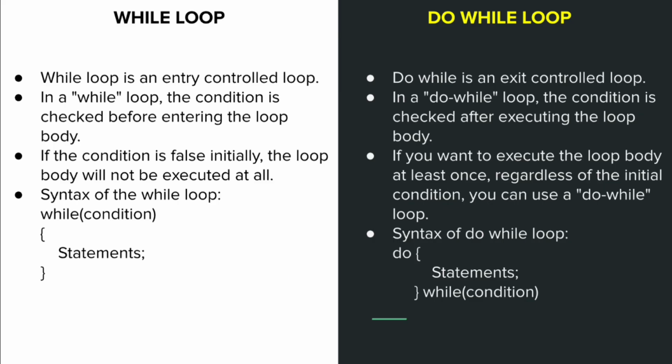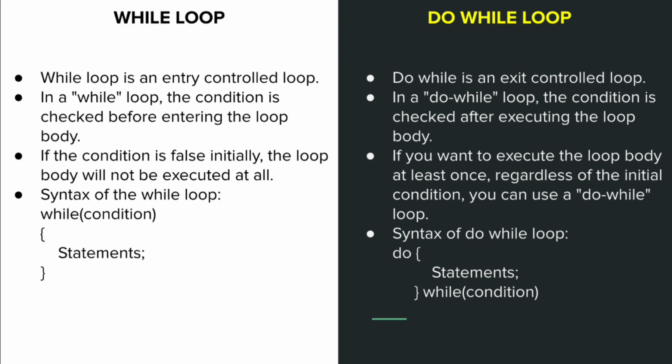You can write while loop on this side, and do while loop on that side. While loop is an entry control loop, and do while is an exit control loop. In a while loop, the condition is checked before entering the loop body, and in do while, the condition is checked after executing the loop body. Third point: if the condition is false initially, the loop body will not execute at all.